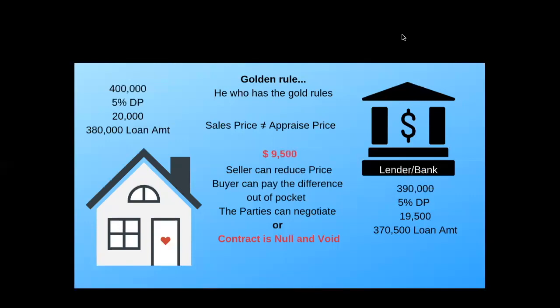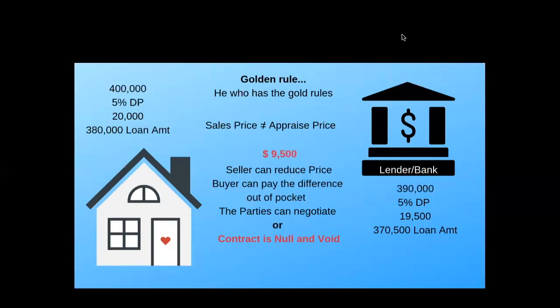The options when a sales price doesn't match an appraised price are the following. The seller can reduce the price and take a loss. The buyer can pay the difference out of pocket and come up with extra money and hope that they have the $9,500. The parties can negotiate, split the difference, or come up with some type of agreement, or the contract will be declared null and void. And all parties go on their way, and the seller now is left to try to sell their property again, which now they probably have lost 30 days worth of marketing.